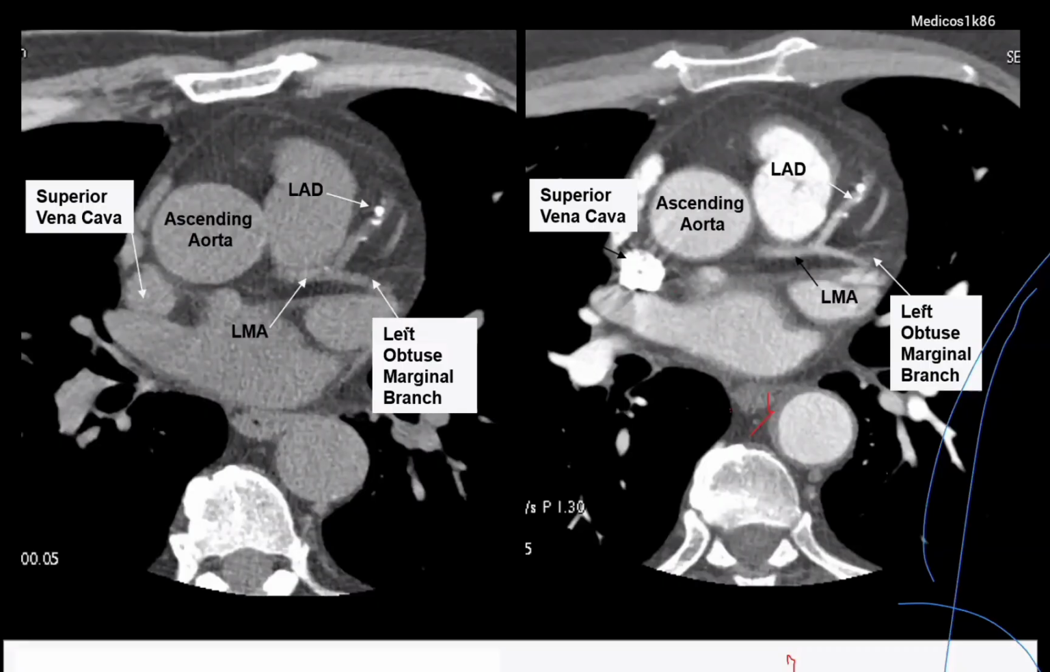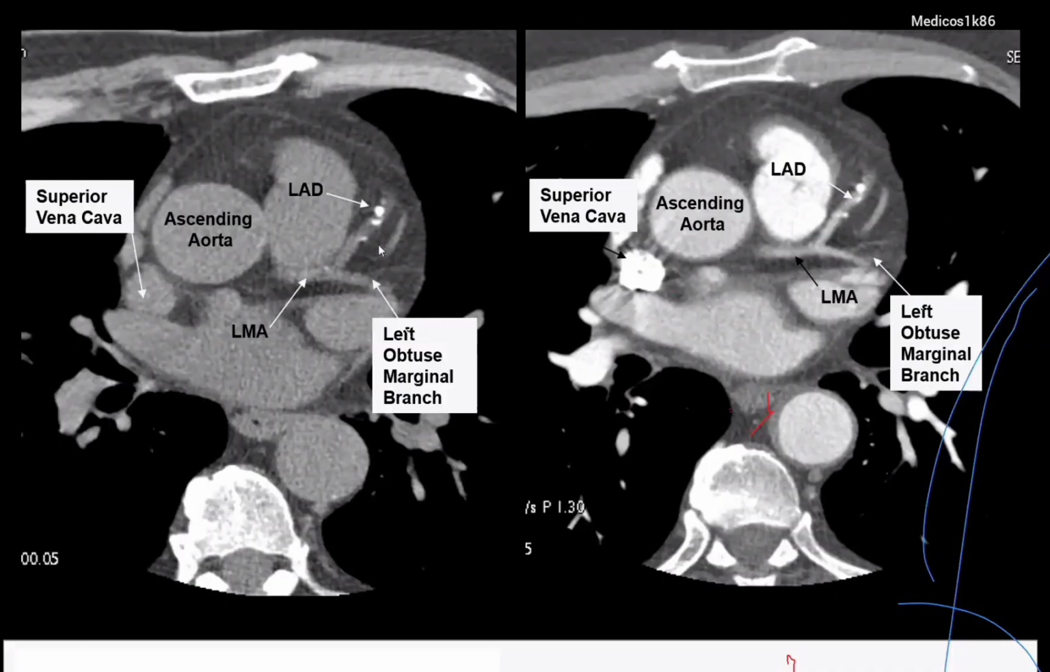When we go to the low kVp, enhancement is increasing. And when you go to the high kVp, enhancement is decreasing. We have to be careful about the kVp selection as well. And here we can continue with the ascending aorta again. LAD is here, left main artery is here, and this is the left obtuse marginal. And there is some additional vessel. I will talk about this one later, not now.